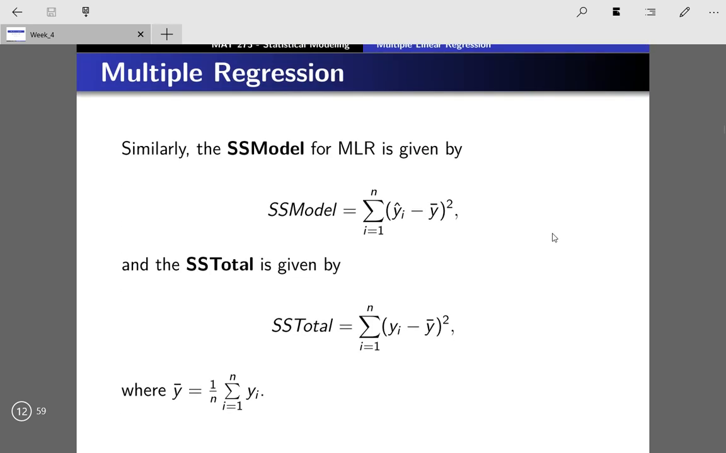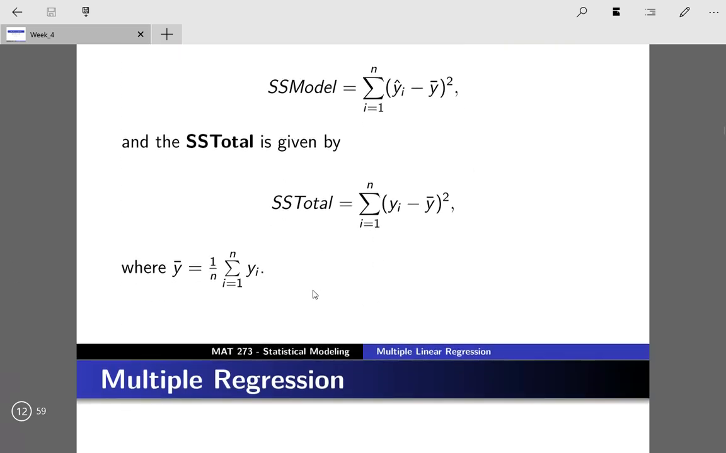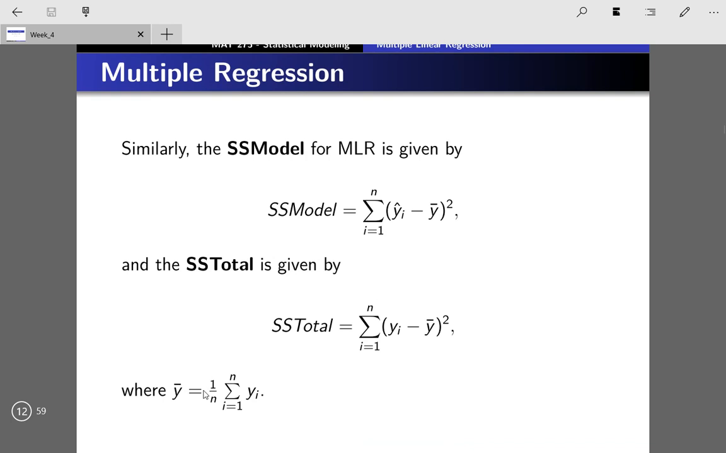So similarly, for SS model, sum of squares model, we calculate this as the predicted value minus the mean response, and then squared again for each term of the summation. Where y bar, the sample mean response value, is calculated in this way again. We sum up all the response values and divide by the number of observations in our data set. And SS total, similarly, we do the actual response values minus the mean response value squared.